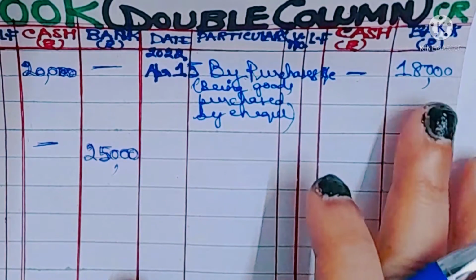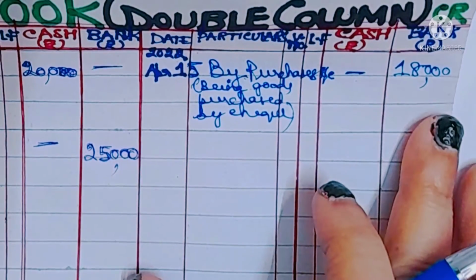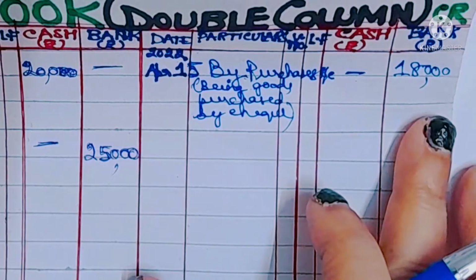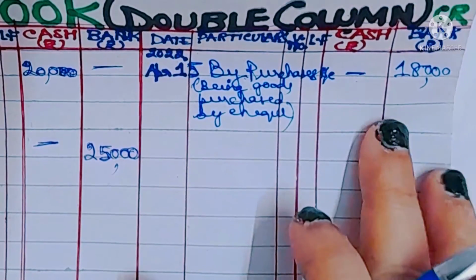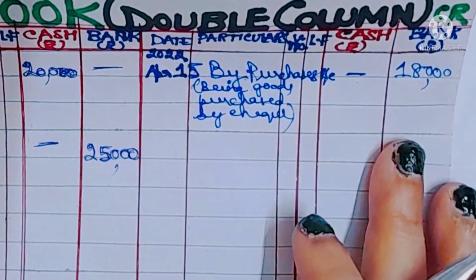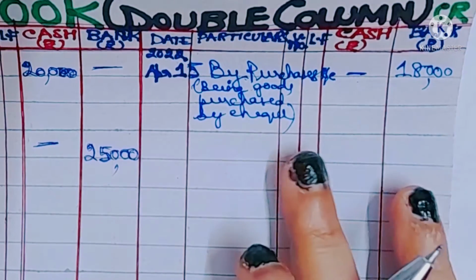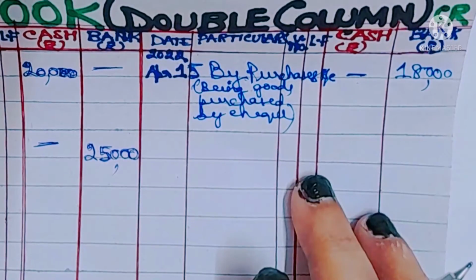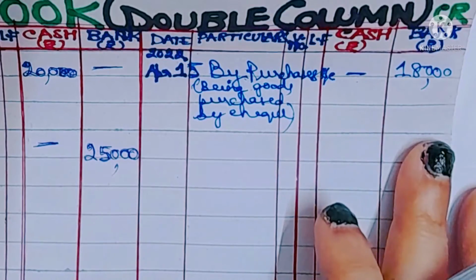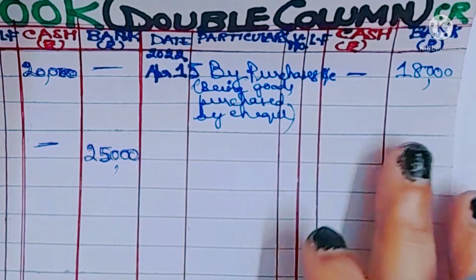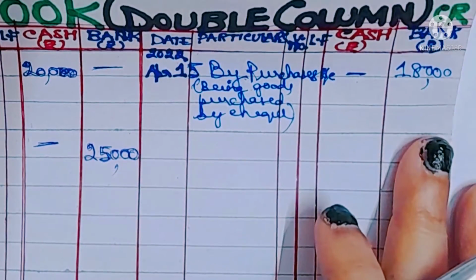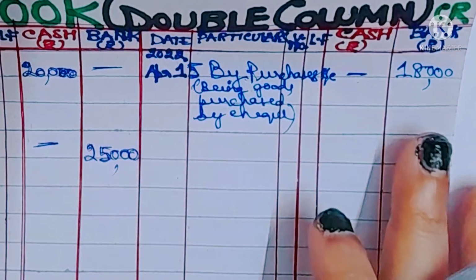And moreover, bank column represents bank account and bank account comes under personal account. According to personal account, the giver of the benefit is credit. Here, when goods are purchased, money is paid by the bank. So bank is the giver of the benefit. So bank account will be credited by 18,000. Okay, now let's see the next transaction.